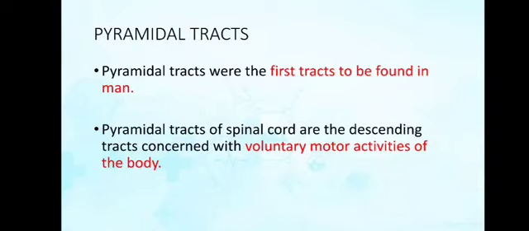While running from the cerebral cortex towards the spinal cord, the fibers of these two tracts give the appearance of a pyramid on the upper part of the anterior surface of the medulla oblongata. Hence, the name pyramidal tracts came.